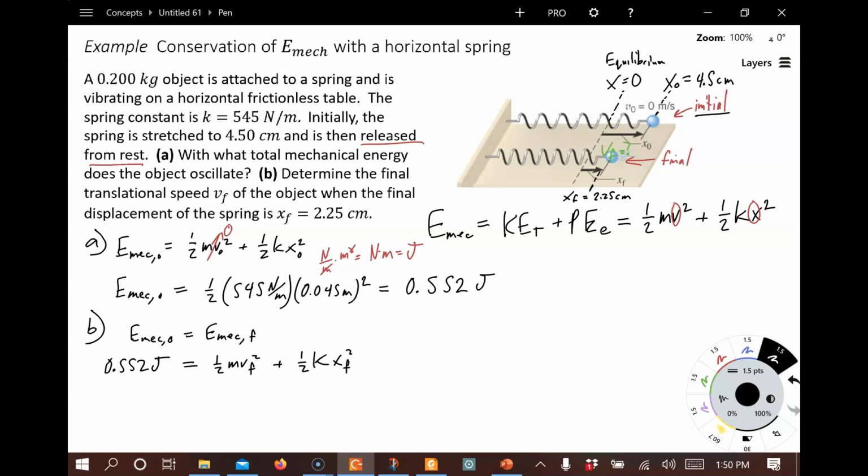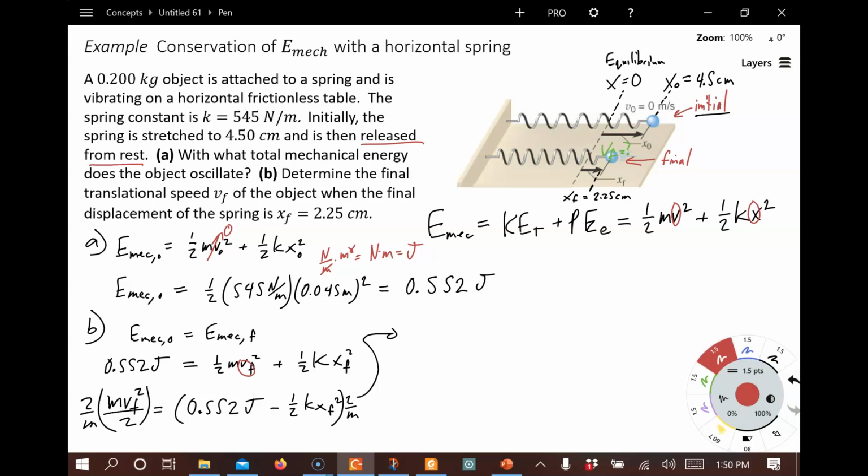And so there we have it. And we are, of course, trying to solve for v final. So we have to do a little bit of math here. Let's rewrite this equation. So we're going to have m v final squared divided by 2. I'm going to subtract from both sides the term 1/2 k x final squared, and let's keep on going here. We're going to need to multiply both sides by 2 divided by m, and when we do that we will cancel out the m and the 2. Of course, that's why we did it.